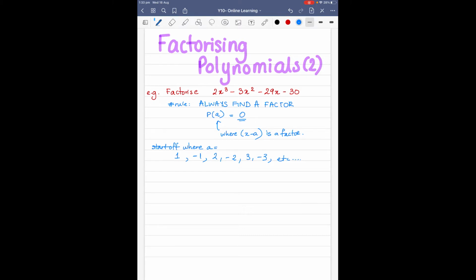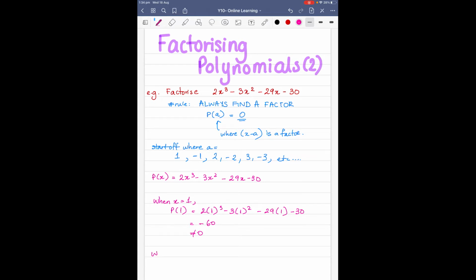Okay? Now, you're probably thinking, what is she on about? So let me show you guys how it's done. We know our P(x) is 2x cubed minus 3x squared minus 29x minus 30. We're going to try to sub x as 1 first. So when x is 1, we say P(1), substitute x as 1 into all of these, and then chuck it all into your calculator. You should end up with minus 60, and that is not 0. So we move on to the next one.